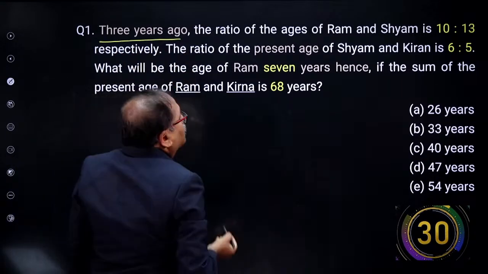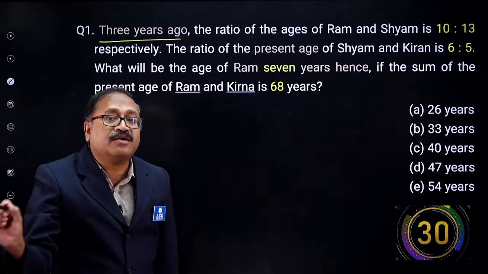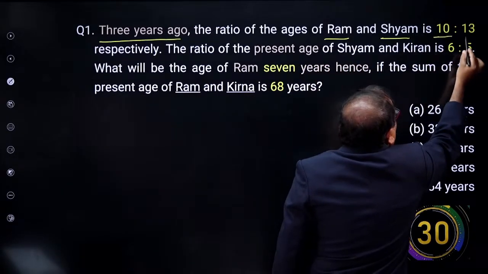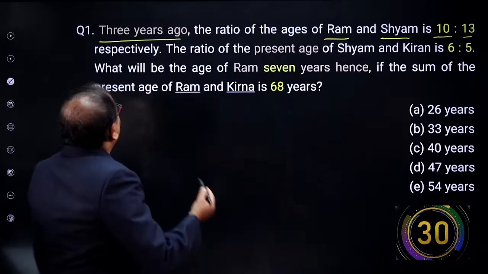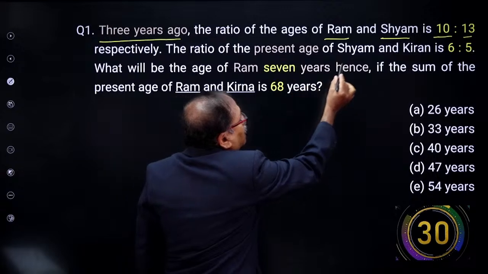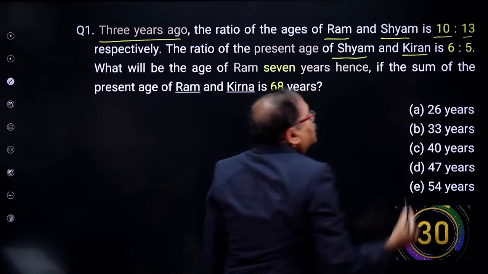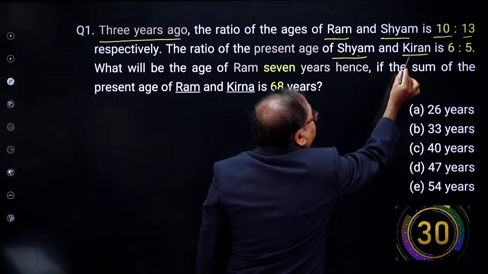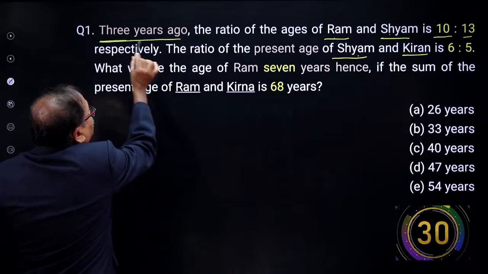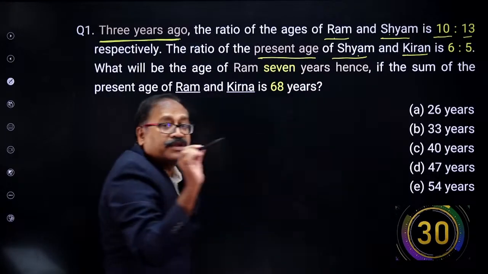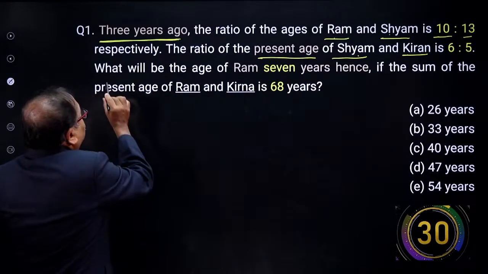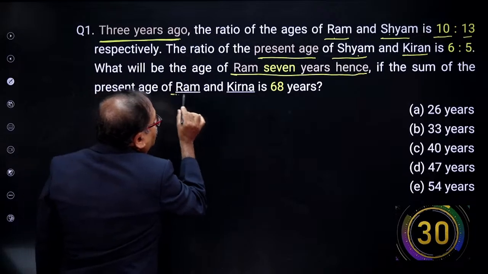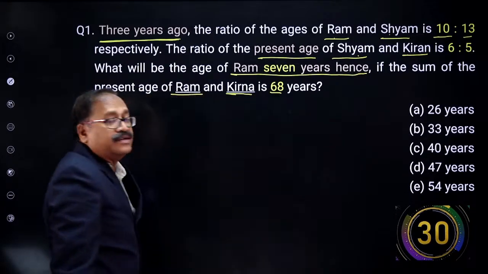The problem on ages is a very integral part of all competitive exams. So, 3 years ago, the ratio of the age of Ram and Shyam was 10:13. Now, the ratio of the present age of Shyam and Kiran is 6:5. The first ratio is 3 years ago, and this ratio is the present ratio. Then what will be the age of Ram 7 years hence if the sum of the present age of Ram and Kiran is 68?